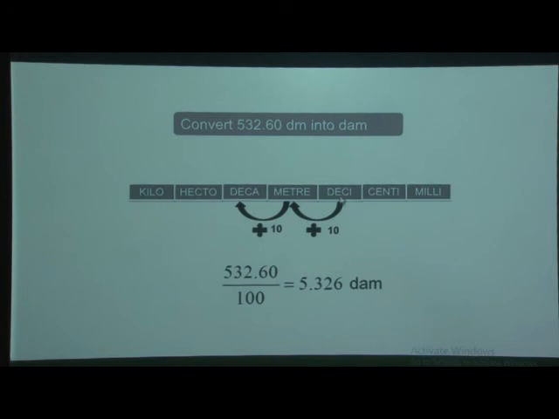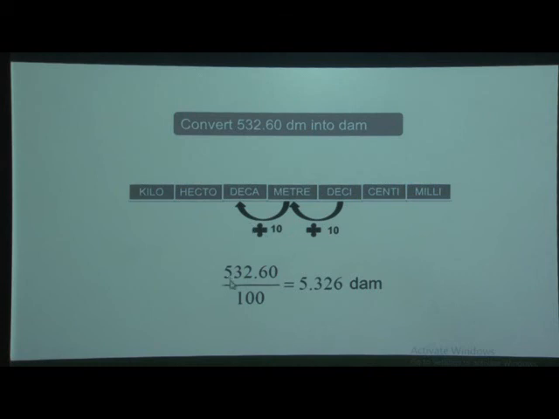532.60 decimeter into decameter. So here decimeter is given to us, and we have to convert into decameter. Before that we have to go for the meter and then convert into decameter. So decimeter is given to us as 532.60. What do we have to do? We have to divide by 10 here, and divide by 10 here. Divide by 10, divide by 10 is nothing but divide by 100.